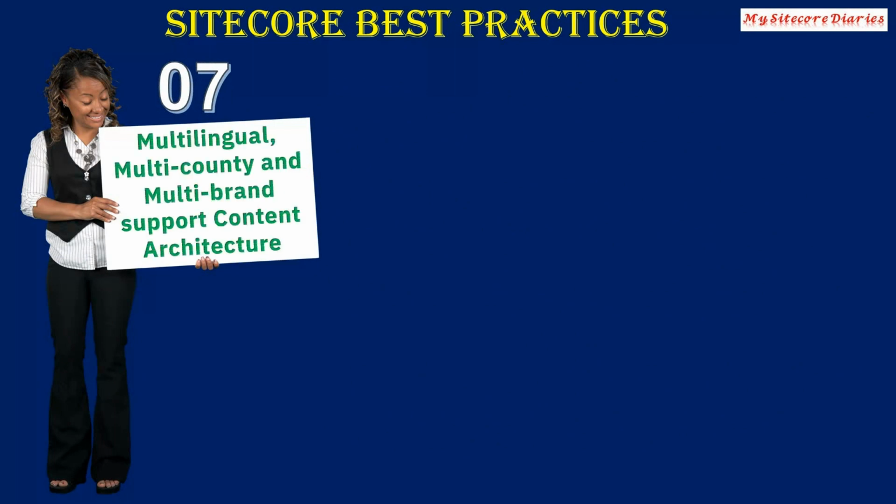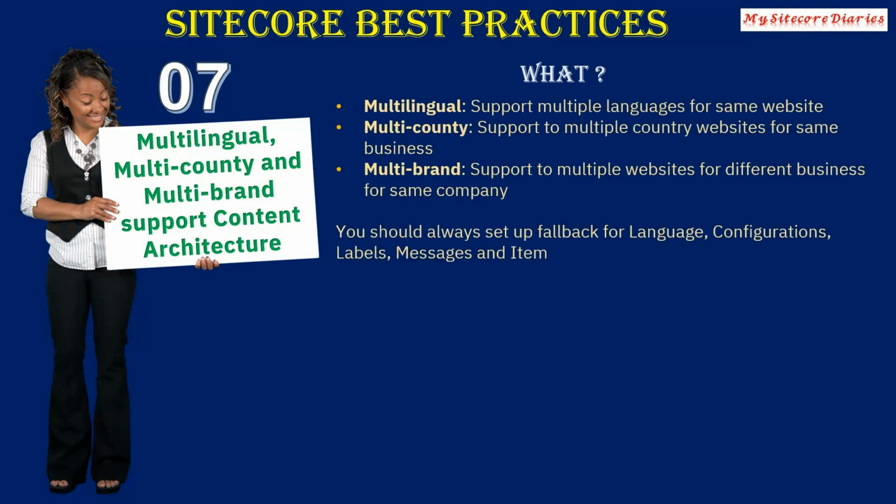Seventh best practice: multilingual, multi-country, and multi-brand support content architecture. What is multilingual? Support for multiple languages for the same website, so you can have multiple languages for your one website. Multi-country: support for multiple country websites for the same business. Then multi-brand: support for multiple websites for different businesses of the same company. You should always set up a fallback for language, configuration, labels, messages, and items. So everything should have a fallback.